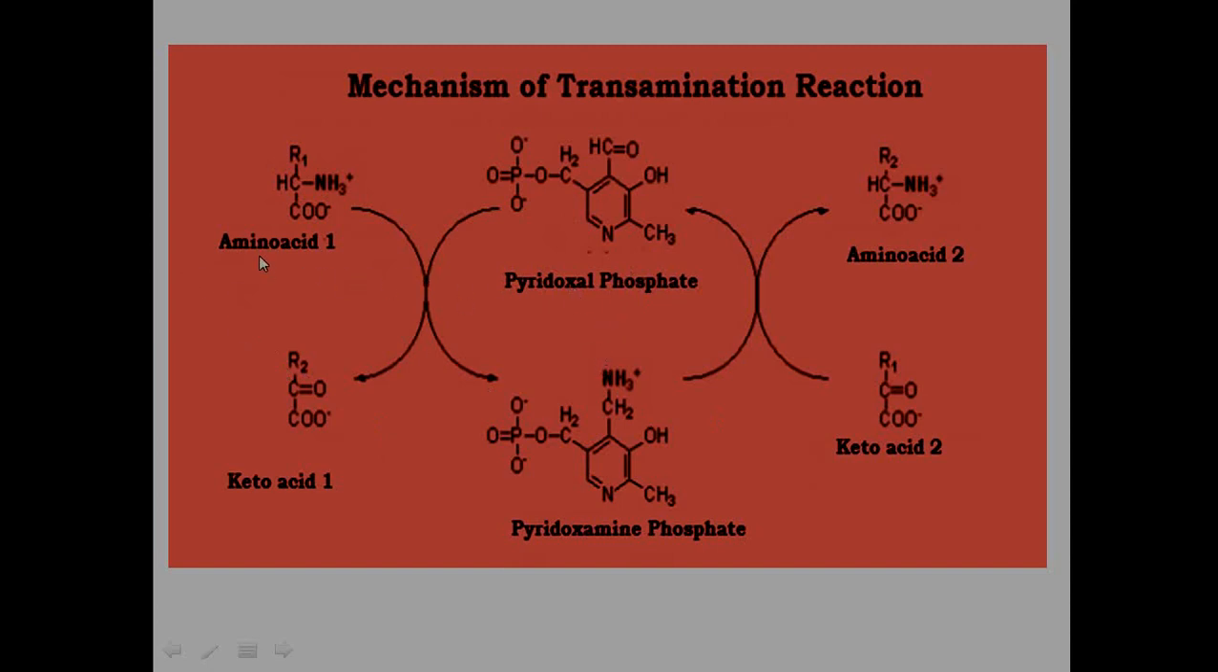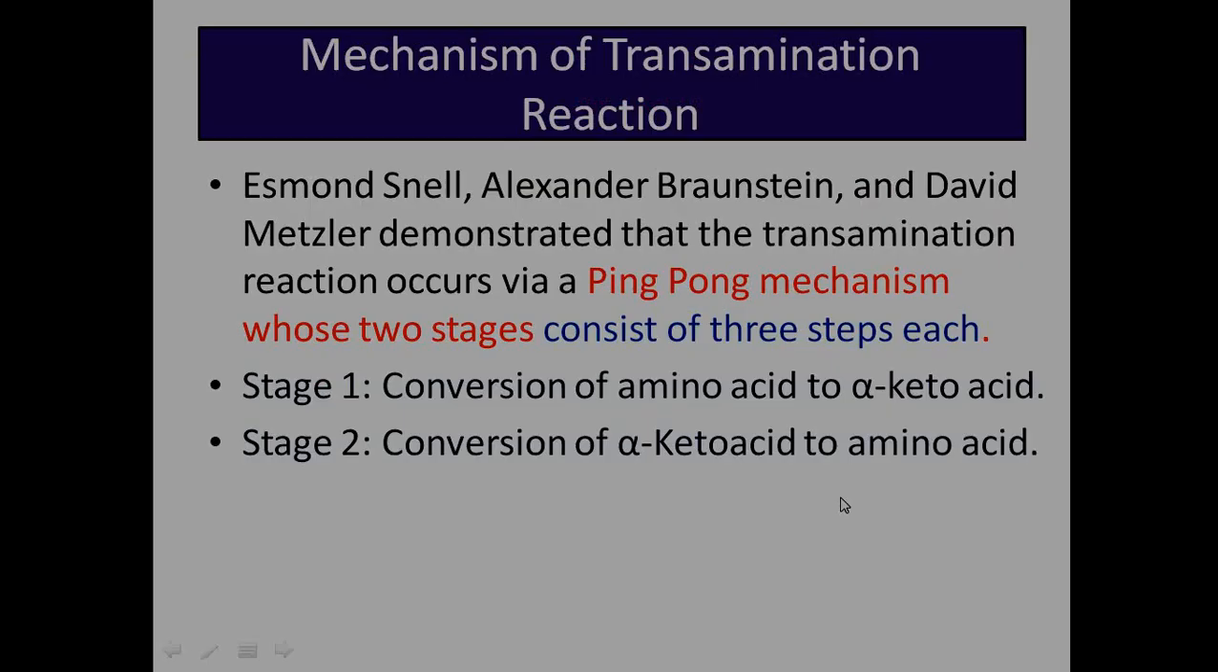PLP is accepting the amino group from the amino acid 1 and gets aminated into pyridoxamine phosphate. Then it donates the amino group to the keto acid 2 to form a new amino acid, and it will be back to PLP form. Okay, the transamination reaction is an example for a bimolecular ping pong mechanism.